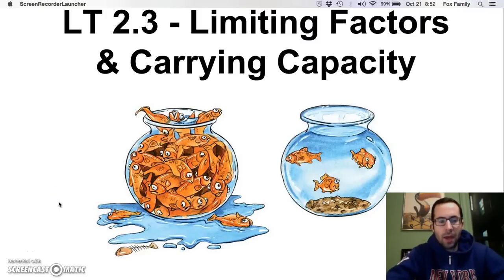Hello everybody, and welcome to Learning Target 2.3 in the ecology unit, limiting factors and carrying capacity.